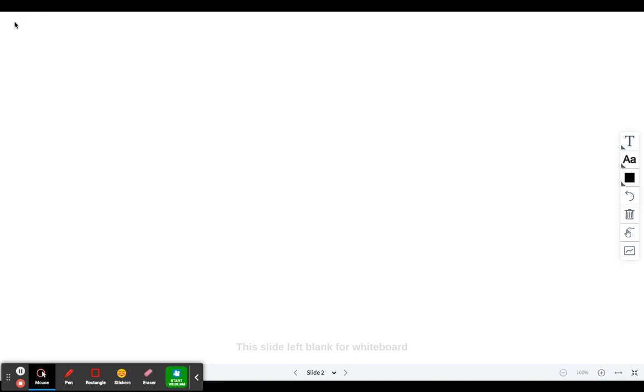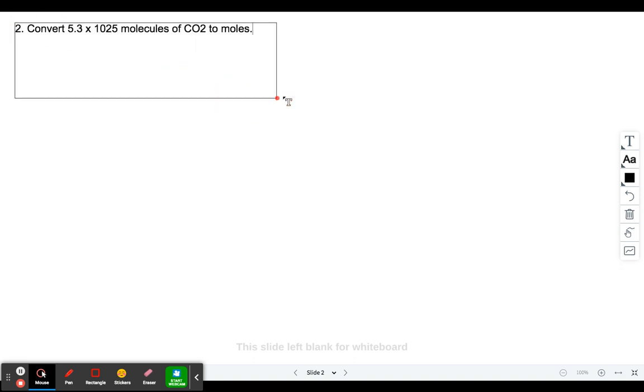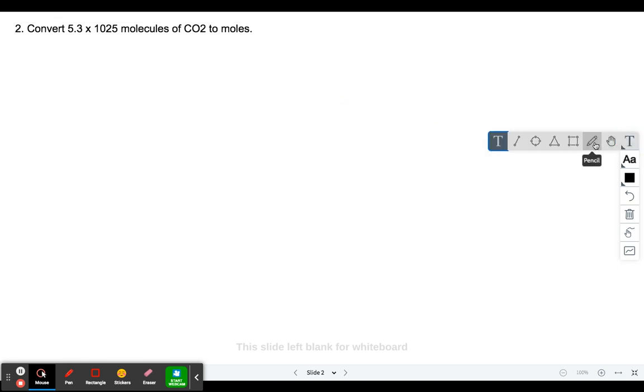So I'm going to type the question. Okay, so number 2 says convert 5.35 times 10 to the 25th molecules of calcium dioxide to moles. Now remember that this does not allow us to do scientific notation, so this should be an exponent right there, so it should be 10 to the 25th. Okay, so I always want to start with my know, want, and what I'm going to get rid of. Let me change my size.